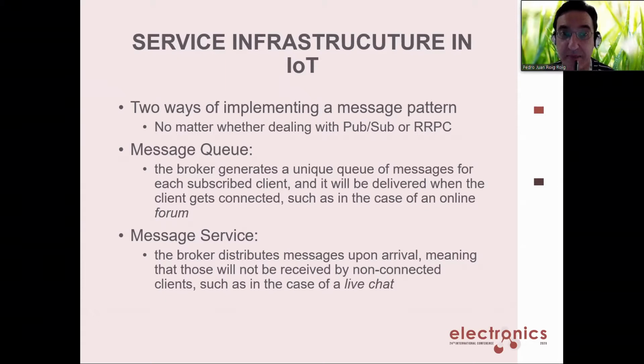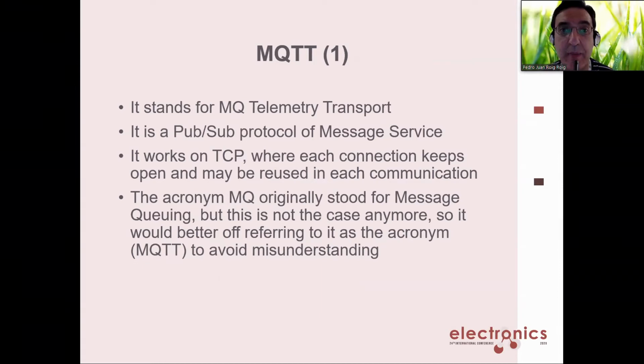Well, now it's time to talk about MQTT. It stands for MQ Telemetry Transport. It is a PubSub protocol of service message. It works on TCP, where each connection keeps open and may be reused in each communication. And the acronym MQ originally stood for message queuing, but this is not the case anymore. So it would be better off referring to it as the acronym MQTT to avoid misunderstanding. As I said, MQTT is a service message and not service queue.